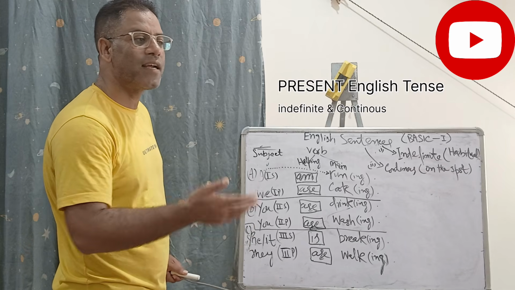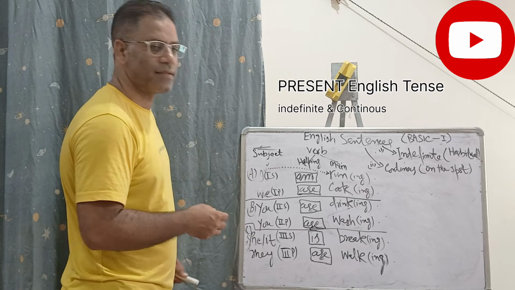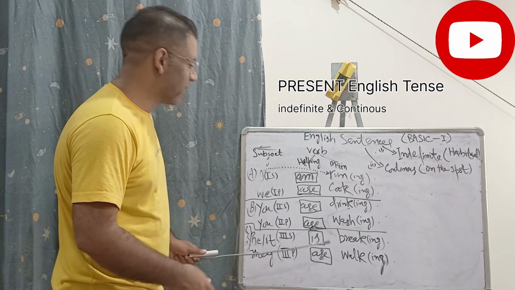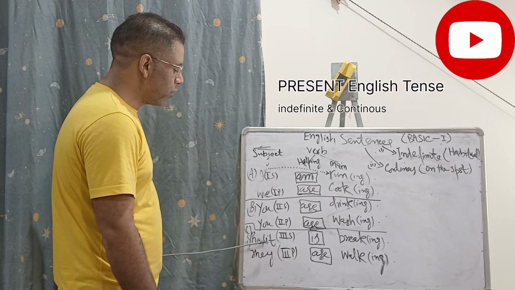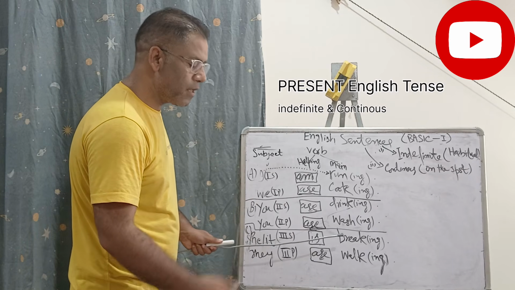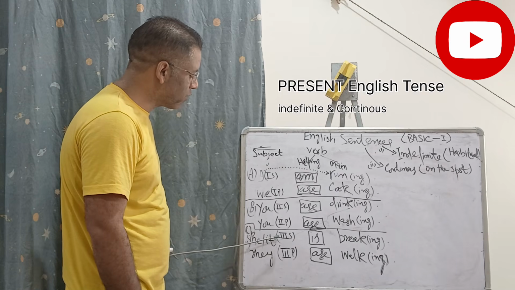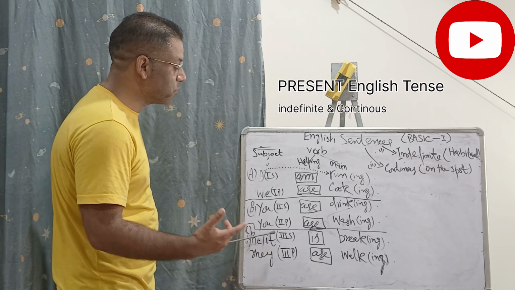For that matter, any other singular noun, like John breaks, Ahmad breaks, Ram breaks. So we can say that she, he, it, in the present tense form, in the third person, take S, the singular verb, because they are the third person singular.